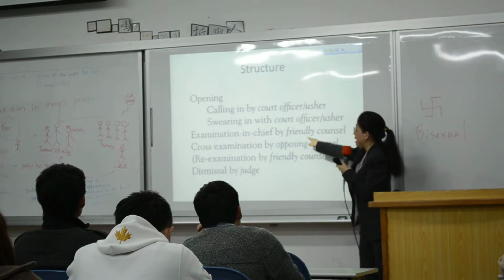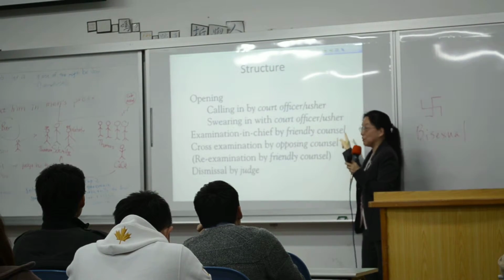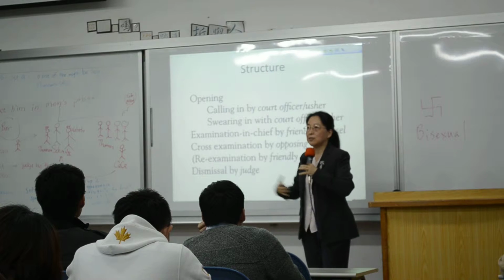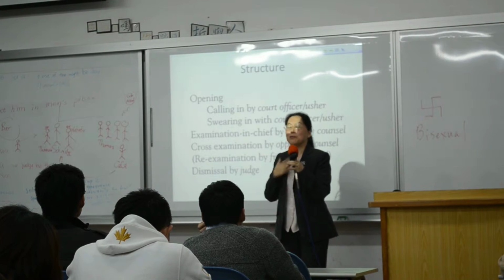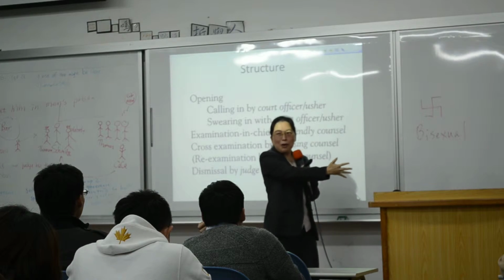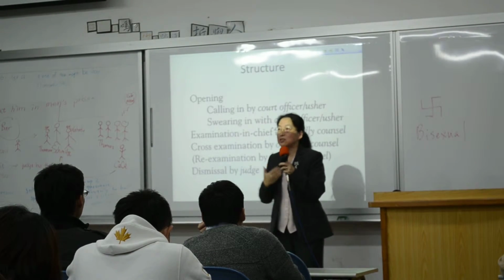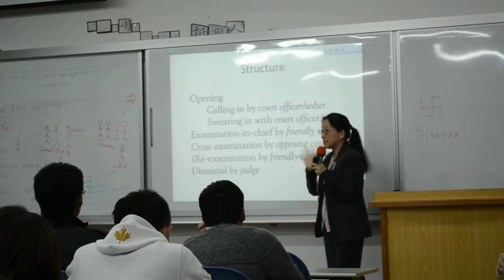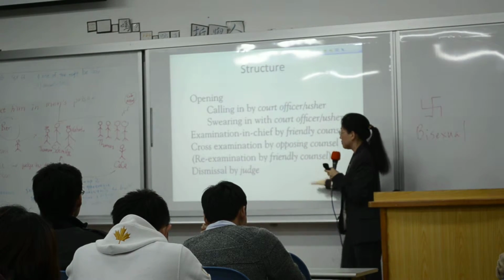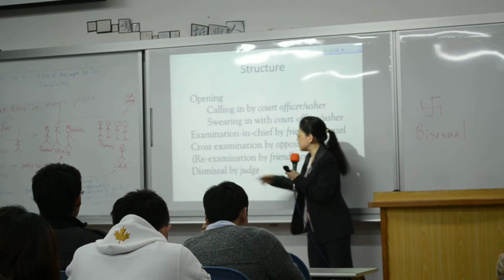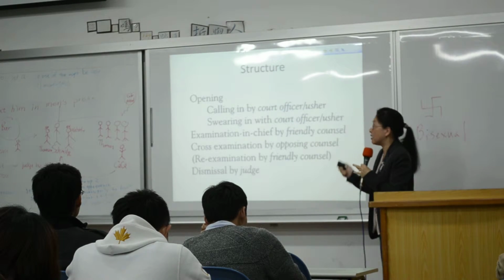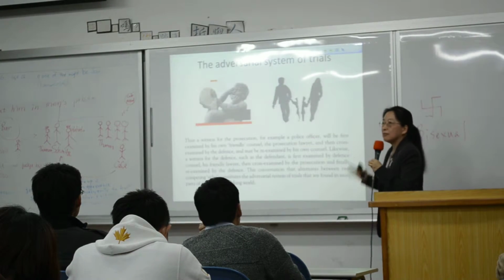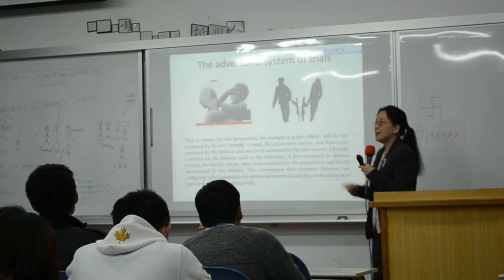Then you are examined by friendly counsel first. Then cross-examination by opposing counsel. So the first encounter is friendly examination. So you feel good. And then the opponent is going to question you. That's opposing counsel. Okay, then that's no longer friendly. It's very unfriendly. So after several times, finally dismissal by judge. This is only the structure of a Supreme Court.